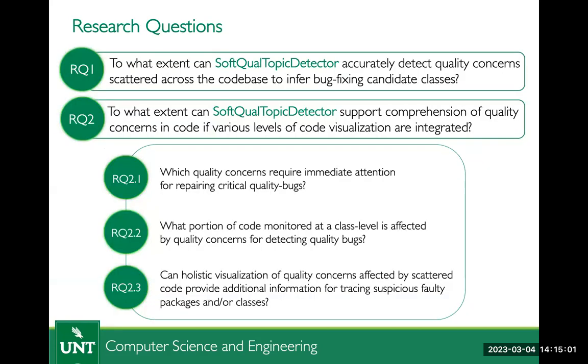So the key questions that we ask is, to what extent can SoftQualTopicDetector accurately detect quality concerns scattered across the code base to infer bug fixing candidate classes? And the second one is, to what extent can SoftQualTopicDetector support comprehension of quality concerns in code if various levels of code visualization are integrated? And then from that, we derive 3 other research questions, which focus mostly on the visual comprehension part of our tool. If it can support visualization, it's actually much better. So we provide 3 types of visualization to be able to depict quality concerns visually.